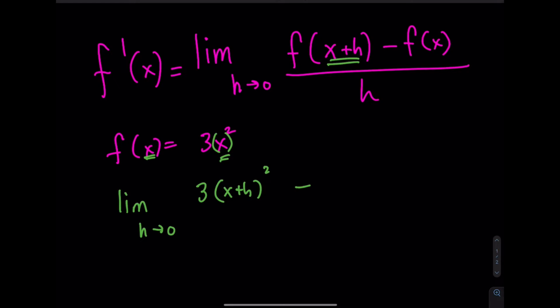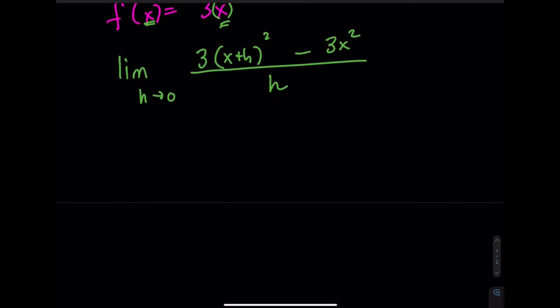So rather than 3x squared, inside the parentheses we'll substitute in an x plus h squared. And then we'll subtract just f of x. f of x is good old 3x squared. And this is all over h. So this is always going to be the first step, no matter what you're taking the limit definition of the derivative of. You plug in x plus h, and you subtract off just f of x. So you have that difference, and you're taking the limit as h goes to 0.